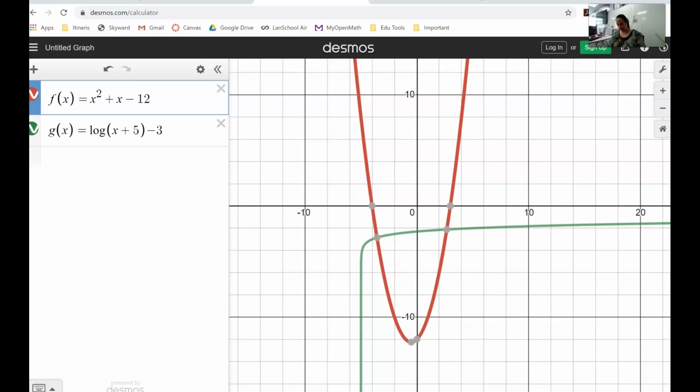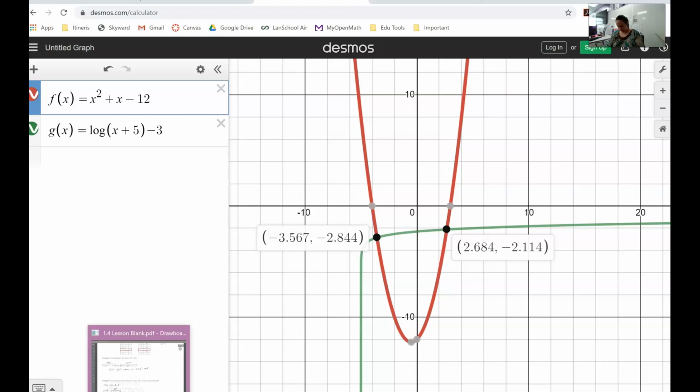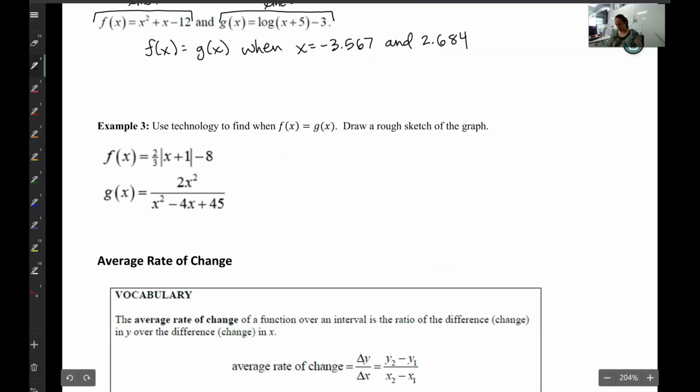So if I touch the graph, just like we did in the last lesson, I get all these gray dots right here. I want the gray dots where the graphs intersect. That means this point is on both of those graphs. They intersect. They have the same point. So I have 2 of them for this one. So I'm going to say f of x equals g of x when x equals -3.567 and 2.684. And there's my answer. Let's try another one.